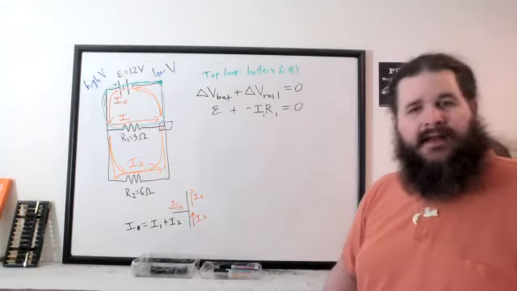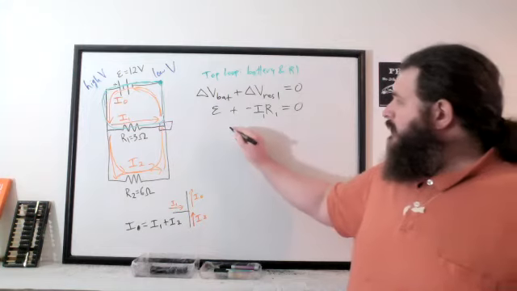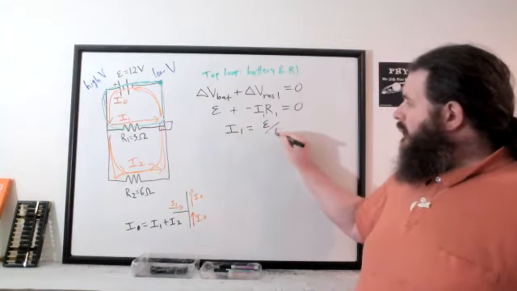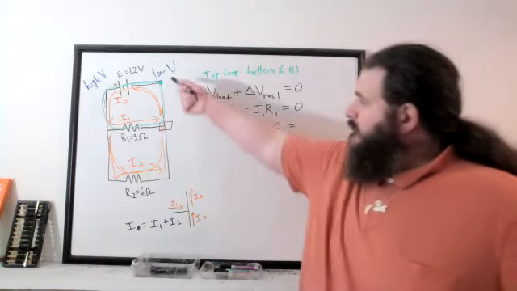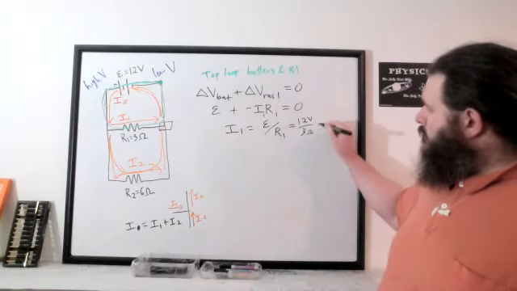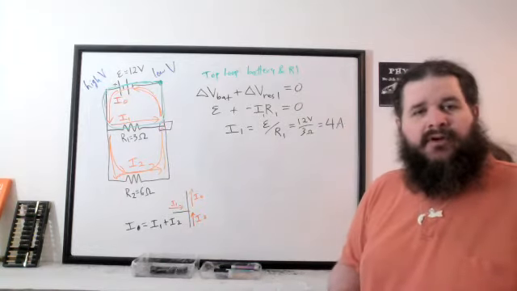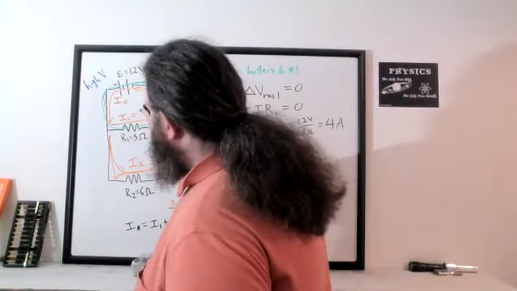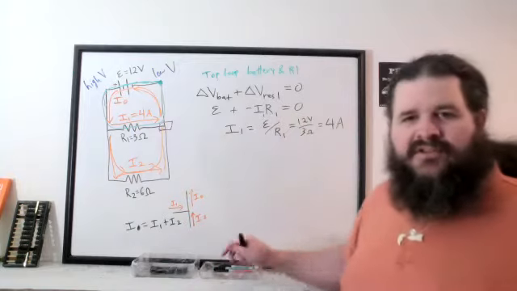Solve this for I, and we're going to get the same thing. Add I1, R1 to both sides, divide by R1. You get I1 equals epsilon divided by R1. And we could even fill those in. 12 volts divided by 3 ohms, and we get 4 amps. So we now know the current going through that branch. Any questions on that so far?